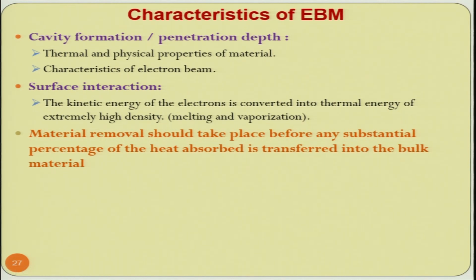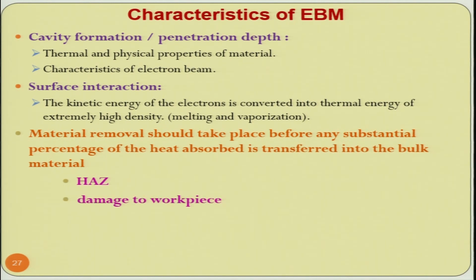Now, material removal should take place before any substantial percentage of the heat is absorbed and transferred into bulk material. This is a very important point, that quick material removal should take place. That simply means that molten material should be removed as early as possible from the cavity, so that the heat is effectively utilized in melting and vaporization, rather than allowing it to get transferred to the rest of the bulk material of the workpiece. This is very important, because it is going to govern the efficiency or the performance of the process.